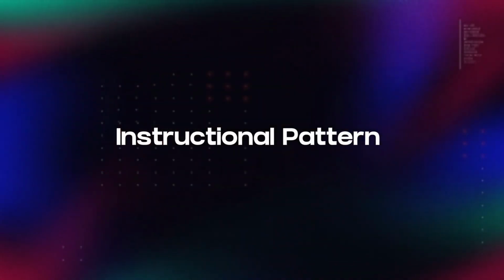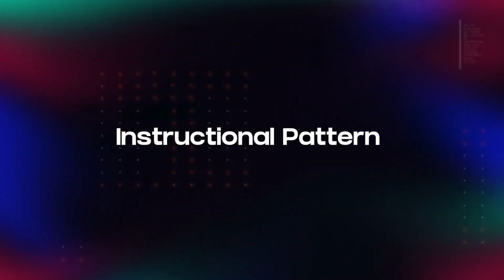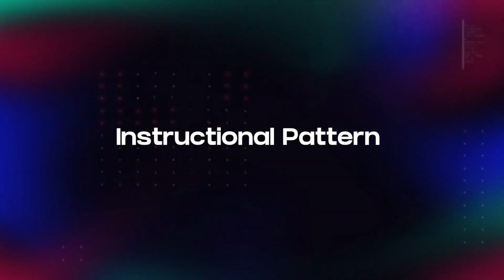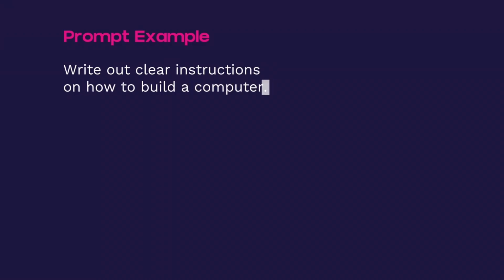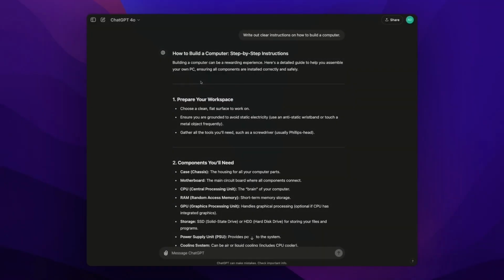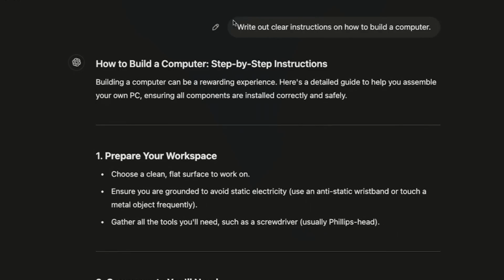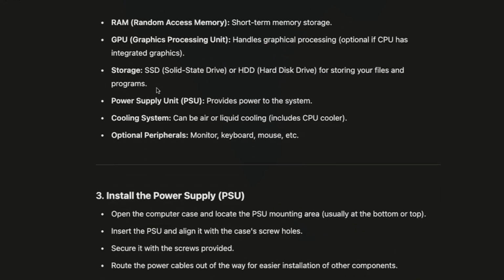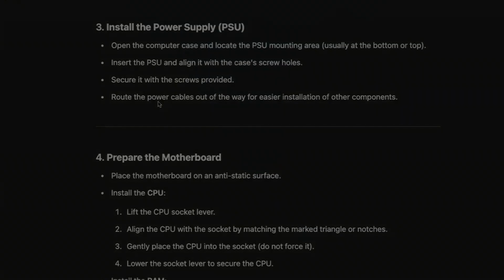And next on the list is the instructional pattern. And this is just the type of pattern that prompts the LLM to provide a step-by-step instruction on how to do something. So an example prompt here could be write out clear instructions on how to build a computer. And so you see the example here, the trigger words, write out clear instructions, and then it gives you this whole list of things you'll need, as well as a step-by-step way on how to go about building.